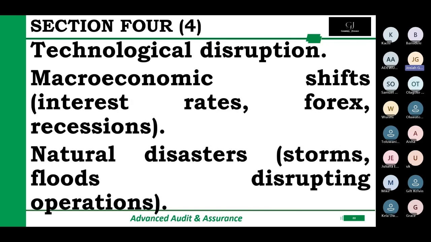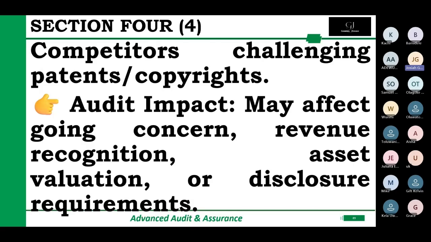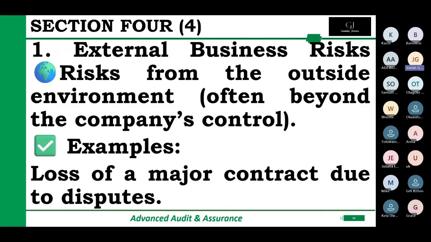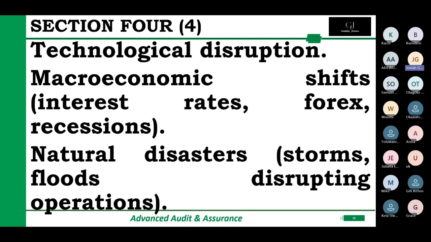Also, technological disruption is a business risk, as are macroeconomic shifts, for example, interest rates, forex issues, recession, and natural disasters like storms and floods that could negatively impact operations. Another one is competitors challenging patents and copyright. So these are various forms of external business risks and examples.